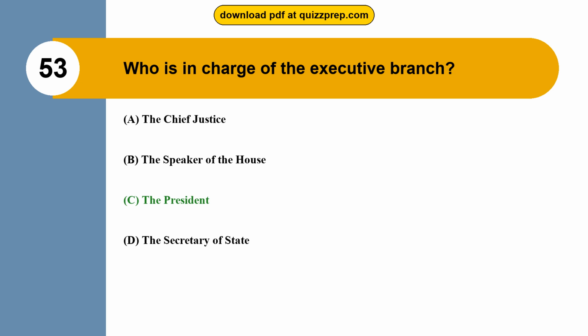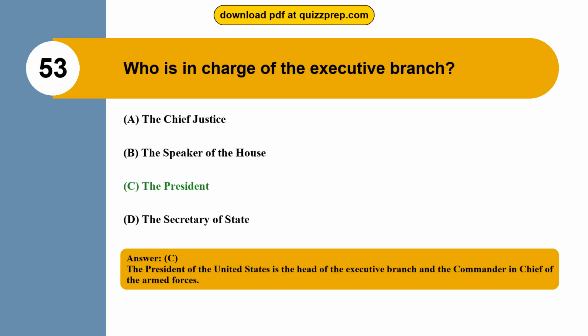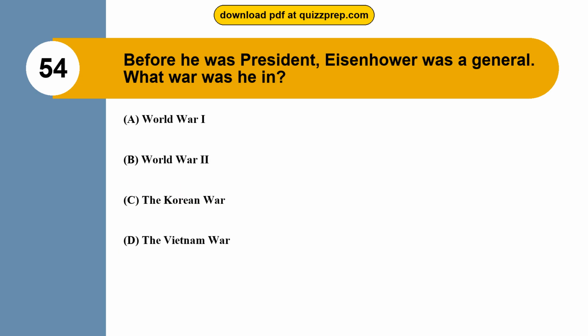The President. The President of the United States is the head of the executive branch and the Commander-in-Chief of the Armed Forces. Question 54. Before he was president, Eisenhower was a general. What war was he in?